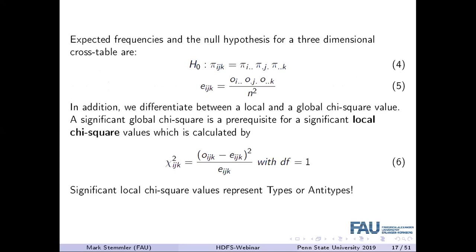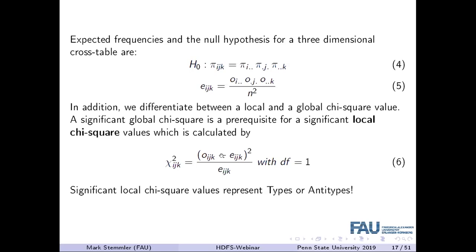Okay, so we have the assumption of independence. This drives the way we calculate the expected frequencies. Then they are compared to observed frequencies. And we have the so-called global chi-square and the likelihood ratio test. They are goodness of fit statistics for the whole table. If those statistics turn out to be significant, that means that we can look on the local level for a local significant chi-square. Here's the formula for a local chi-square with 1 degree of freedom.